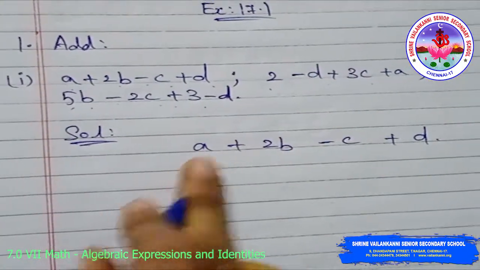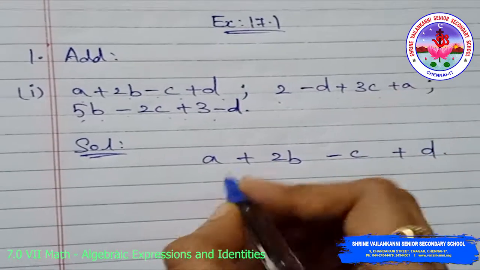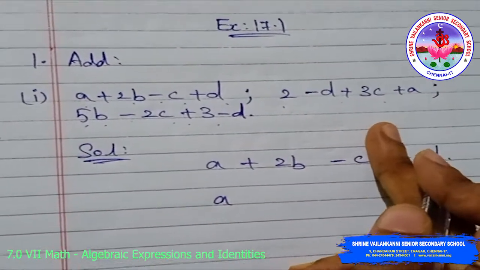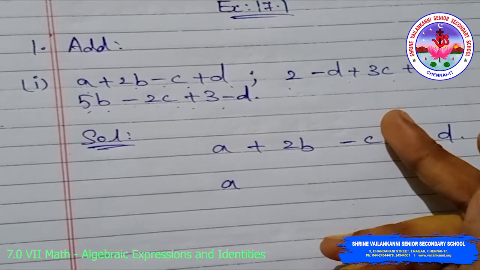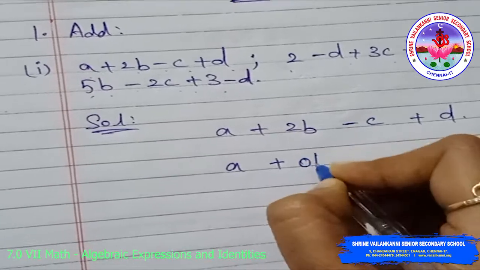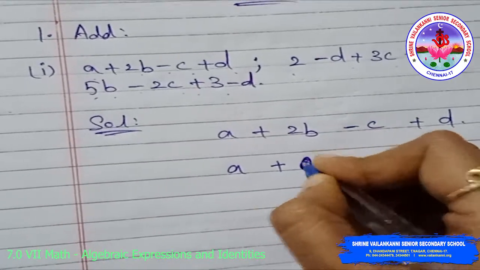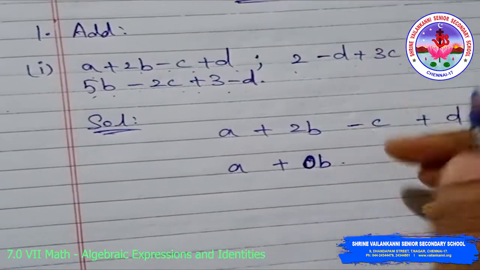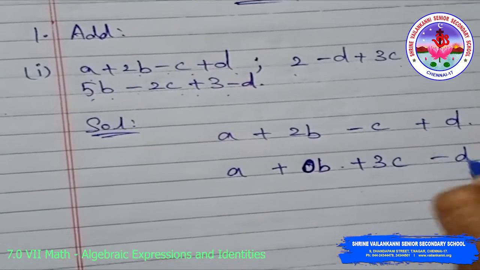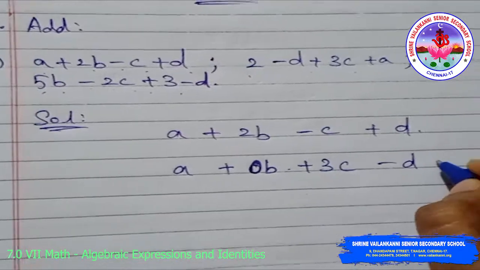Write down the second expression term wise. Here a term, that is positive a. B term, there is no b term in the second expression, so you can write down the 0 of b. Next c term, that is positive 3c. D term, that is negative d. The last one is constant term, that is plus 2.